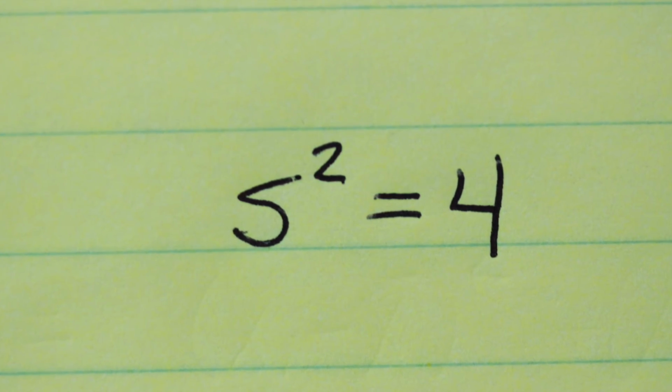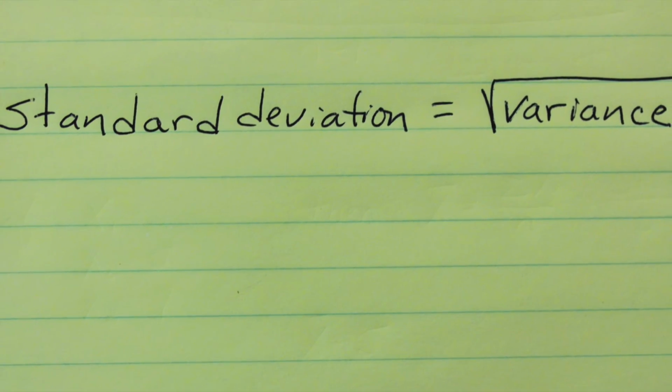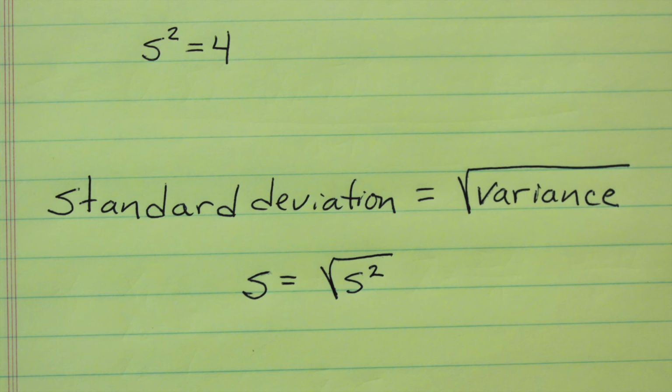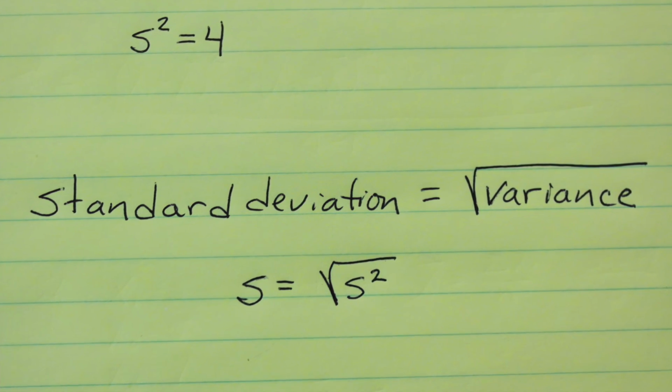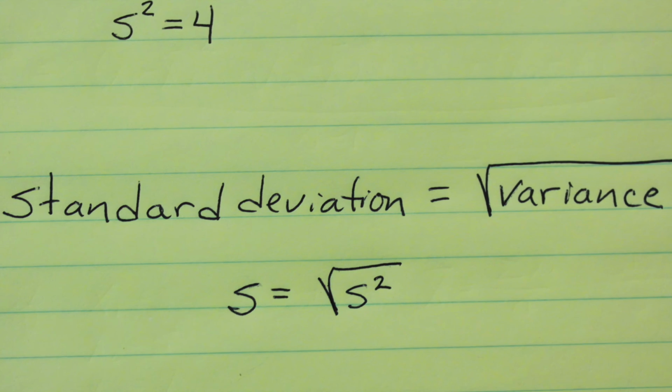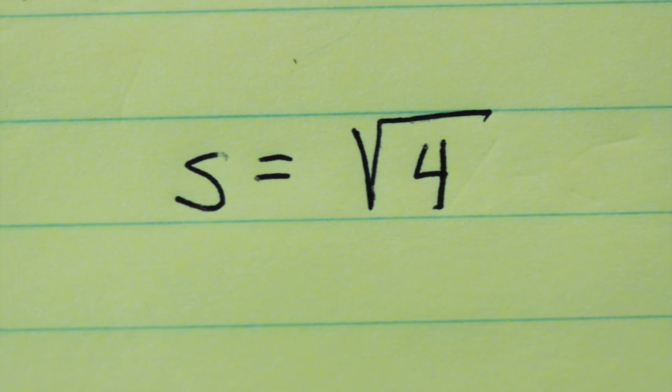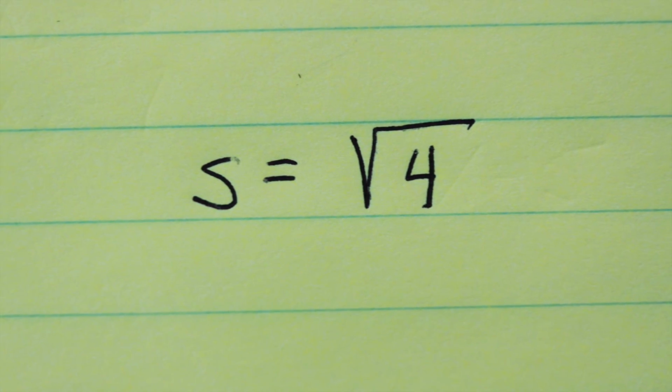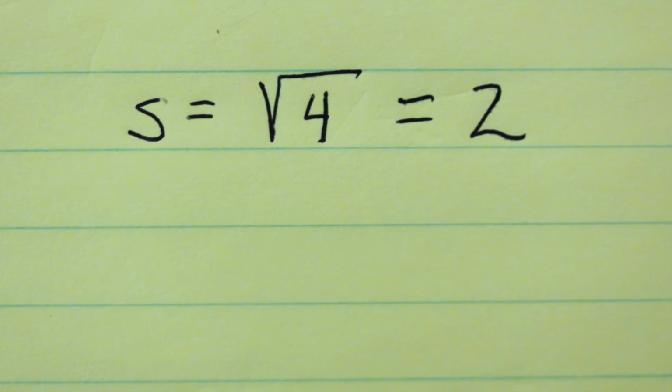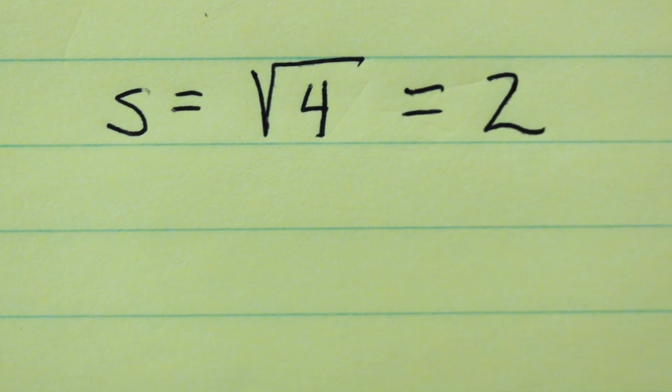We can then use our variance to find our standard deviation, because standard deviation is simply the square root of variance. And so S is equal to the square root of S squared. So S is equal to the square root of 4. Square root of 4, of course, is 2. So our sample standard deviation is equal to 2.